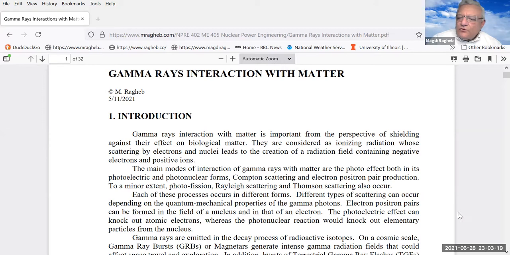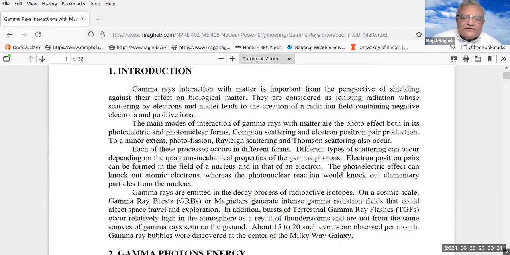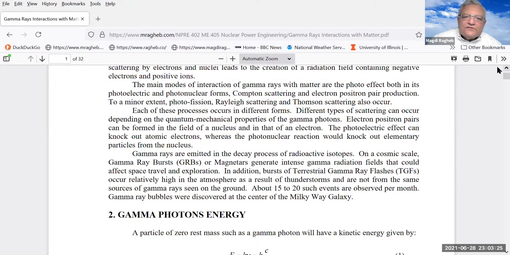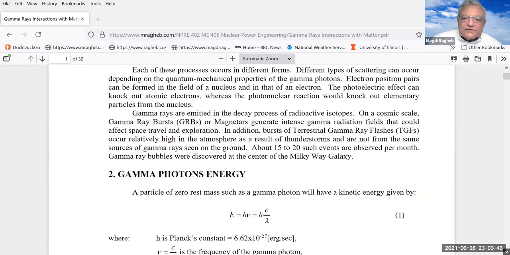There are several modes of interaction of gamma rays that we are going to cover. In the textbooks, they mention 3 out of 6 that we are going to cover today. On a cosmic scale, gamma ray bursts or magnetars also generate intense gamma radiation fields that could affect space travel and exploration. So that's of interest to our aerospace engineers in general.